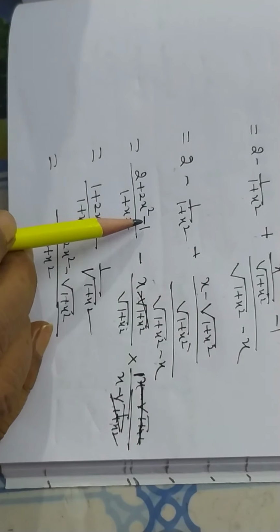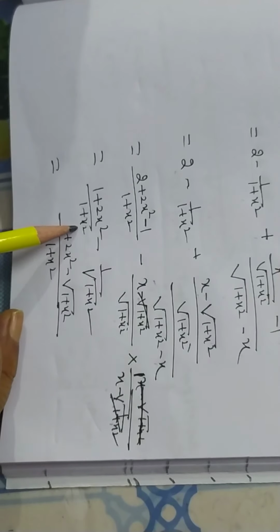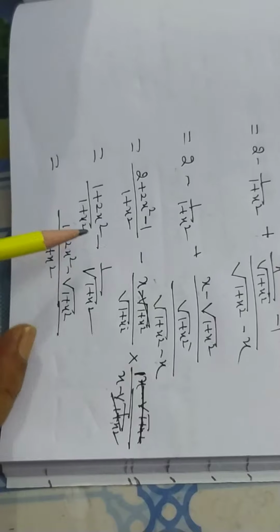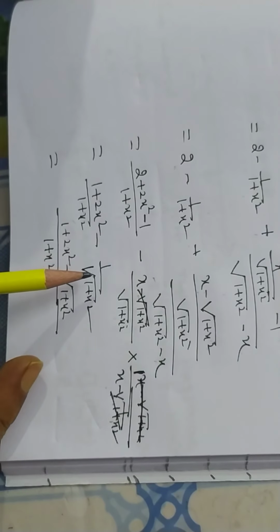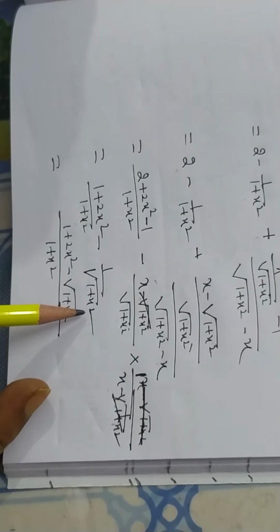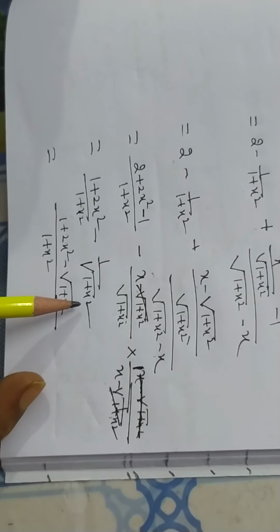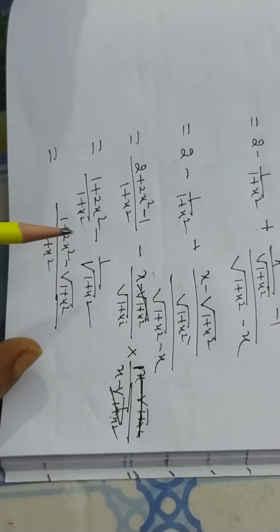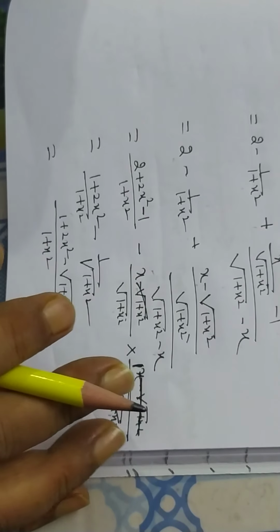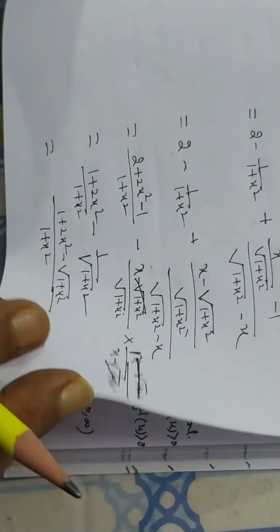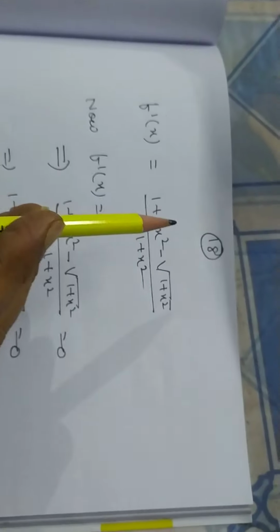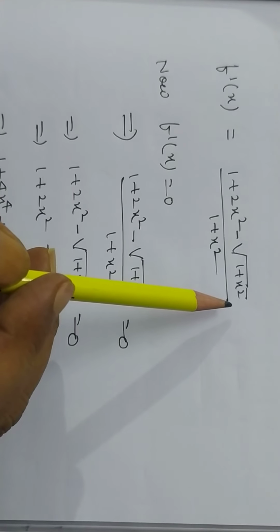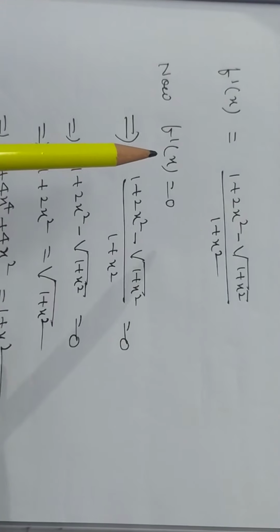And after simplifying we have 1 plus 2x square by 1 plus x square, and here 1 by root over 1 plus x square. Now we take LCM, that will be 1 plus x square, and it will be 1 plus 2x square minus root over 1 plus x square. So my dear student, f dash x is equal to 1 plus 2x square minus root over 1 plus x square by 1 plus x square.